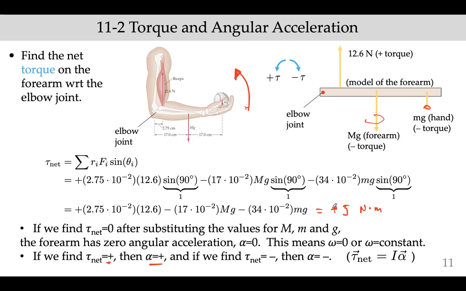But if you find a negative number here, then that means there's a negative angular acceleration. And negative angular acceleration means the forearm is rotating in the clockwise direction. So there are three options. This is either 0, negative, or positive, and these are the interpretations of those three possibilities.